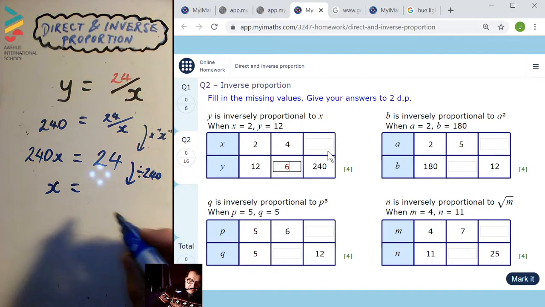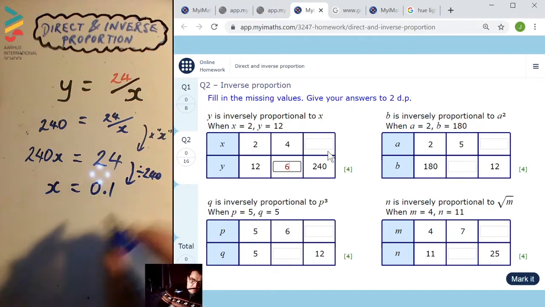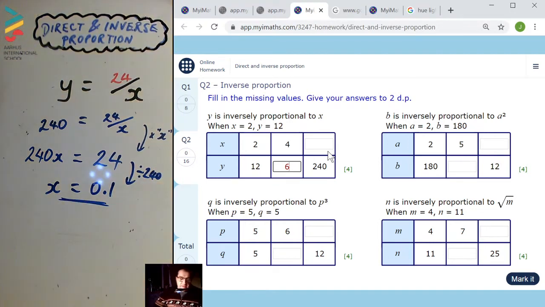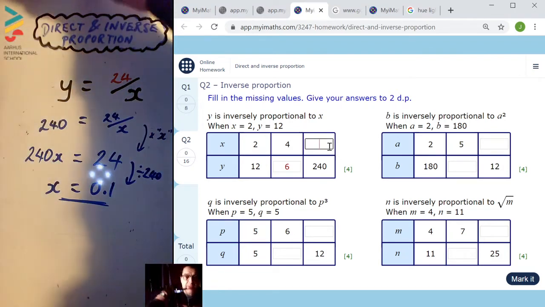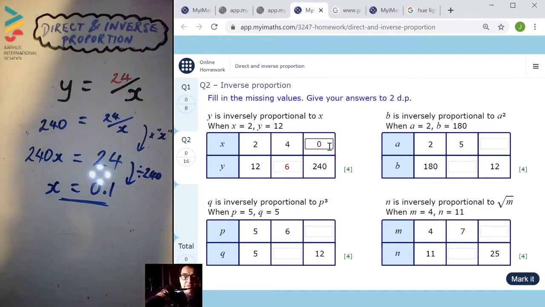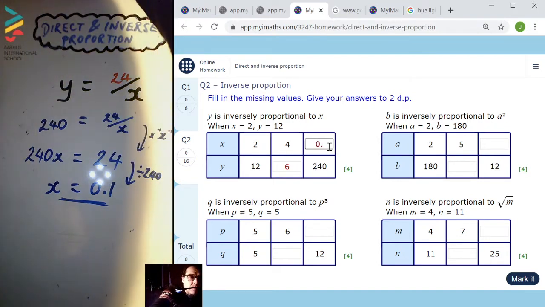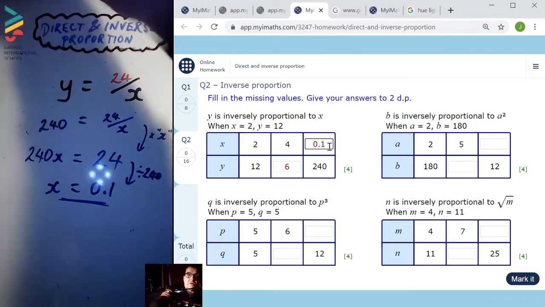So 24 divided by 240 is 0.1. So when y is 240, x comes out to be 0.1. So we'll just fill that in on the MyiMaths, 0.1. And on to the next question.